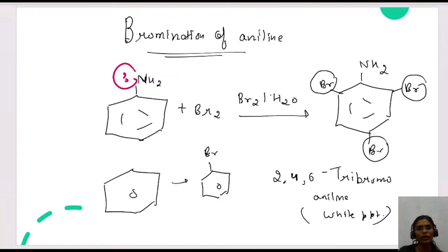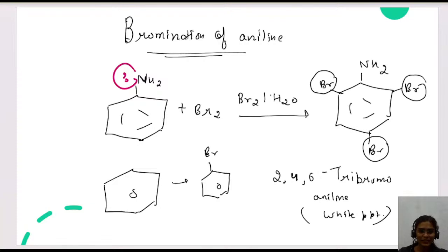Whether you go with water or use any non-polar solvent. But the question will be, why? What is so special about aniline that we are getting three positions occupied by the bromine? So the answer is very simple. That is an electron donating group.